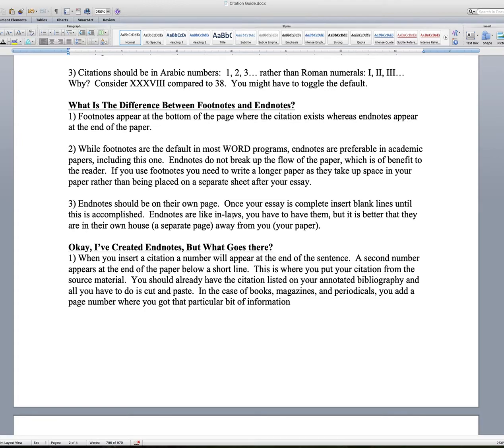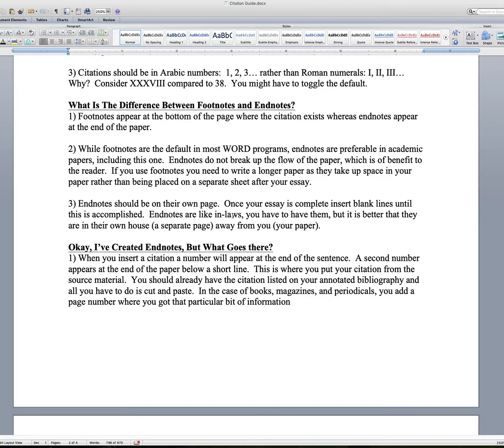I prefer endnotes because endnotes do not break up the flow of the paper, which is of benefit to the reader. If you use footnotes, you need to write a little bit longer paper because those footnotes are taking up space in a 3 or 4 page paper. So that's why I like the idea of endnotes, is that they are at the end of the essay.